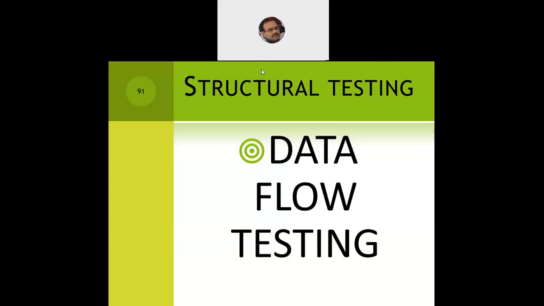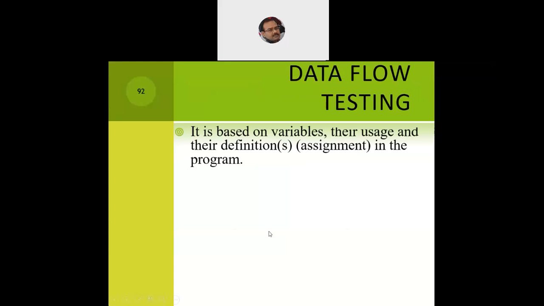So we start with data flow testing. We have discussed a bit about it, but we'll refresh and recap the things. It is a testing technique that revolves around the concept of variables, how the variables have been declared in the program, and on which lines of code the variables have been used. So we say it is based on the variables, their usage and their definitions, which is assignment in the given program.